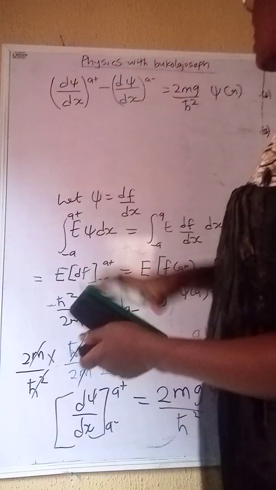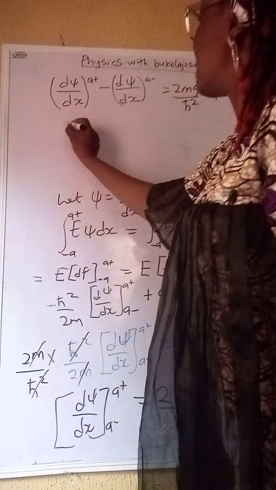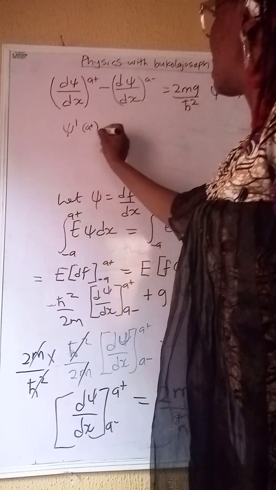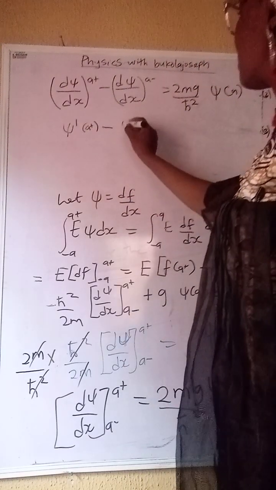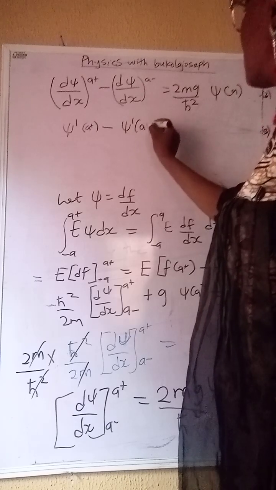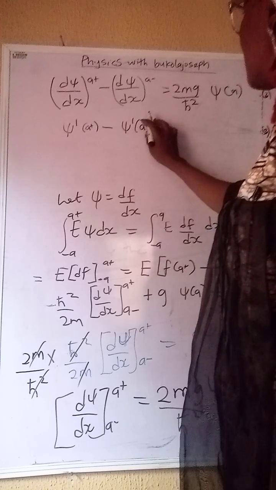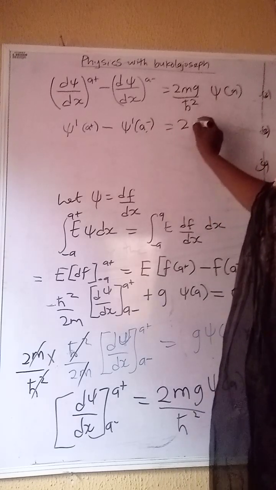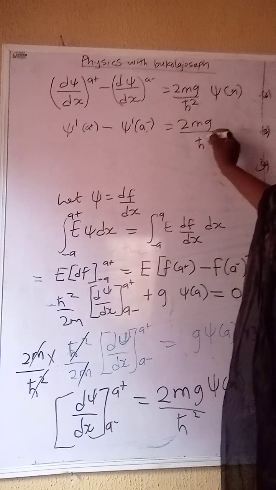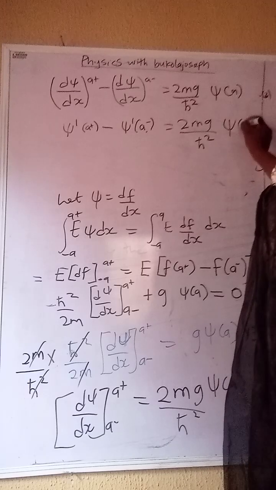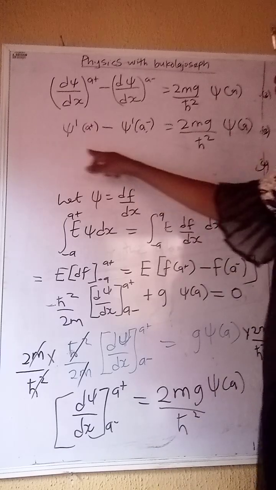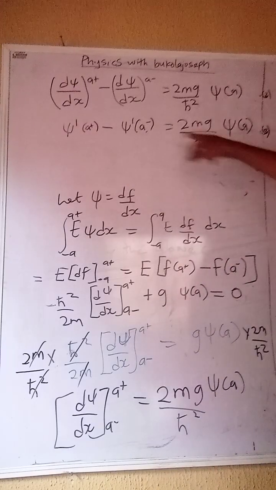I hope you know this. d psi dx is the same thing as psi prime, and then we have psi prime of a plus minus psi prime of a minus is equal to 2mg over h cross squared psi of a. Okay, so now this is the continuity condition on psi prime.